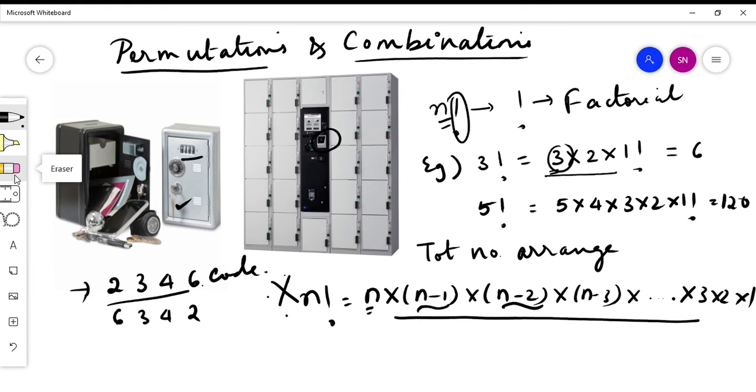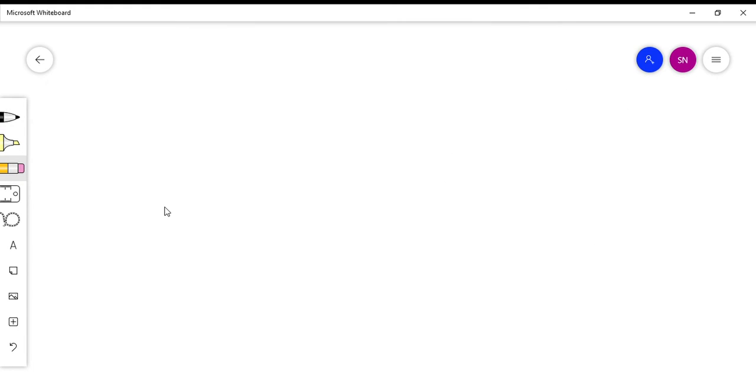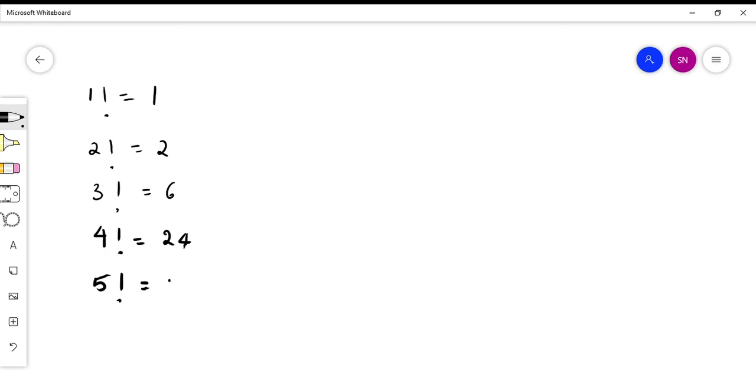So if you want, I'll just give you a note of what are the factorial notations from 1 to 6. Please make a note of it, all my dear learners. 1 factorial we already know is equal to 1. 2 factorial is equal to 2. 3 factorial we just now found out which was equal to 6. 4 factorial is equal to 24. 5 factorial also we found out which was equal to 120, and 6 factorial is equal to 720.